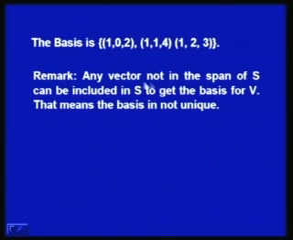Remark: any vector not in the span of S can be included in S to get a basis for V. I have taken (1,2,3) in this set to form a basis, but any other vector can be taken instead of this vector, and that will be a basis. The only condition is that this third vector should not be in the span of these 2 vectors. That means a basis is not unique.